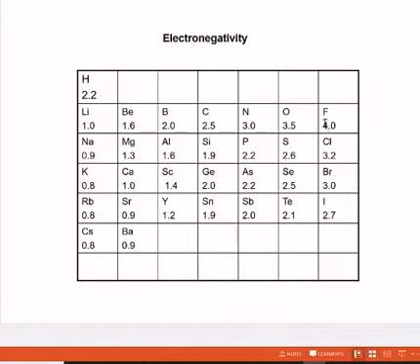If it's the highest, then everything to the left would be lower. That logically implies that values increase from left to right. Fluorine being the highest, everything below it is lower, so that implies that values increase from bottom to top.